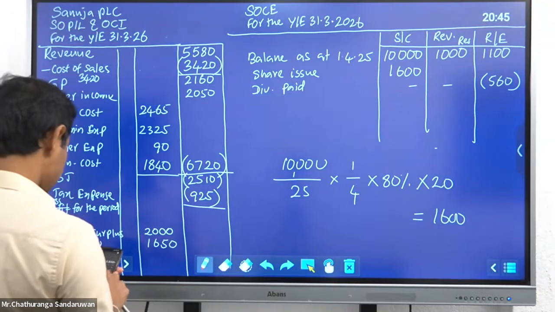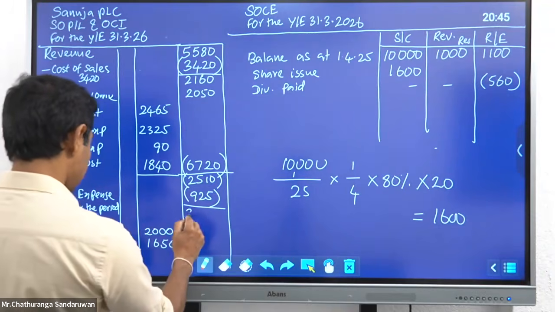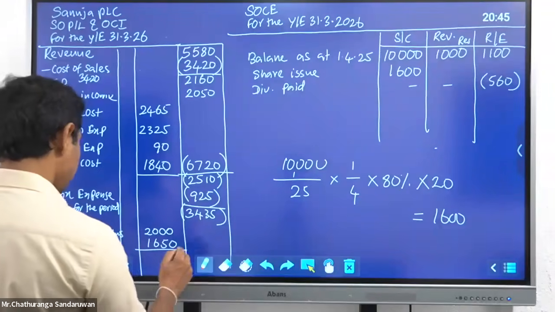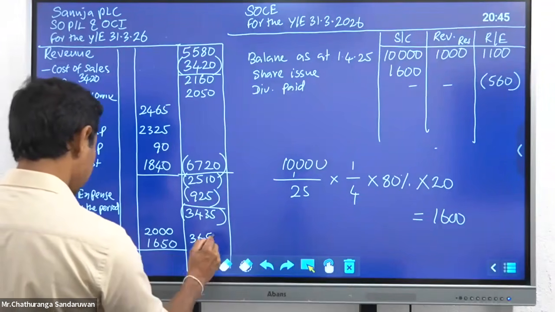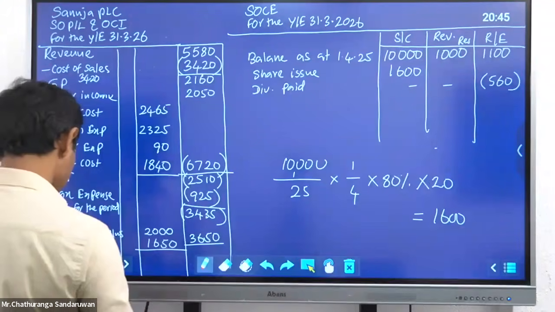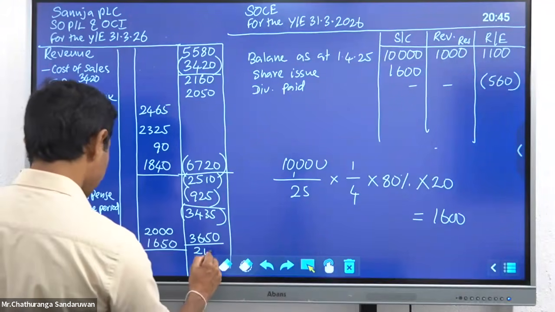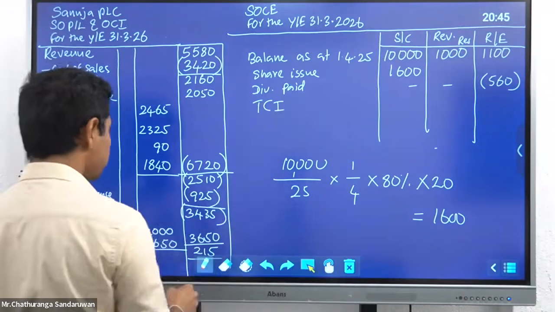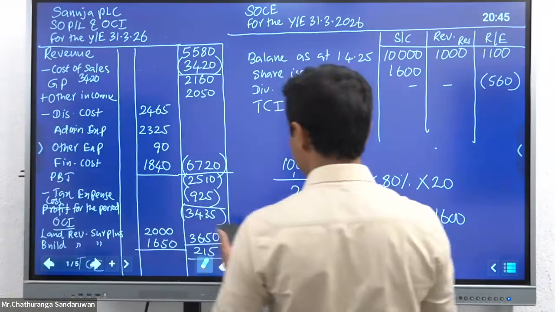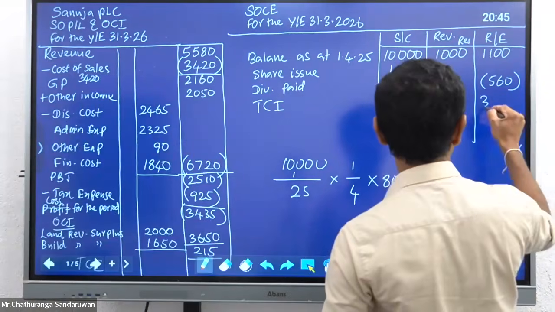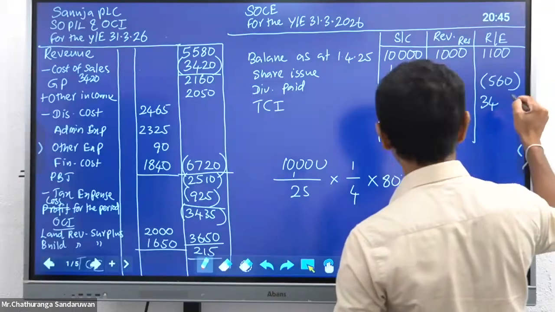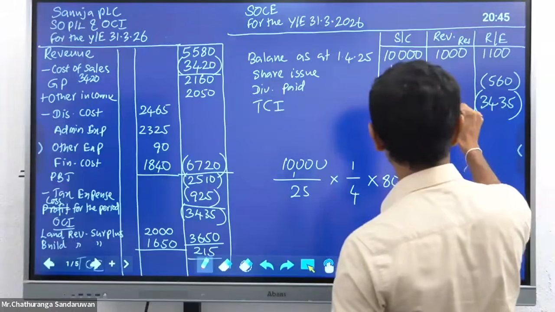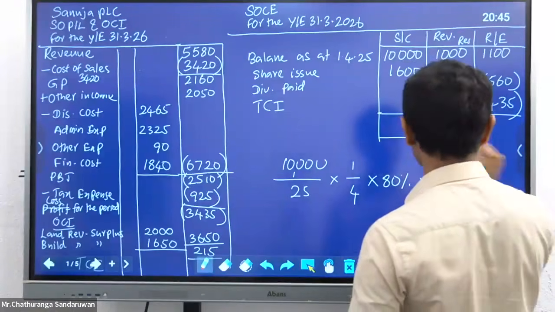2,510 minus 925, it's 3,435 loss, plus other comprehensive income 3,650, then total comprehensive income 250. Take it here, total comprehensive income, loss for the period 3,435, 3,435 loss. Revaluation 3,650. Now you can take the closing balances.